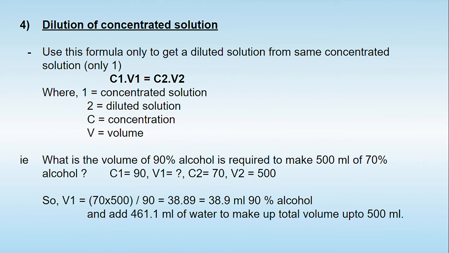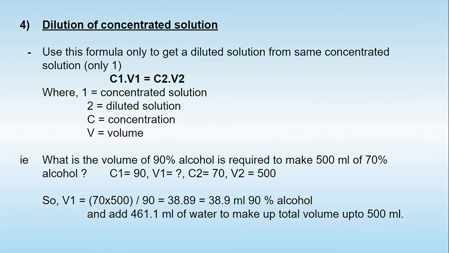C1 V1 is equal to C2 V2. The one on the one side I'm using for the concentrated, and the second one I'm using for the diluted solution. The C stands for the concentration, V stands for the volume. Let's try to understand this formula by this particular example.